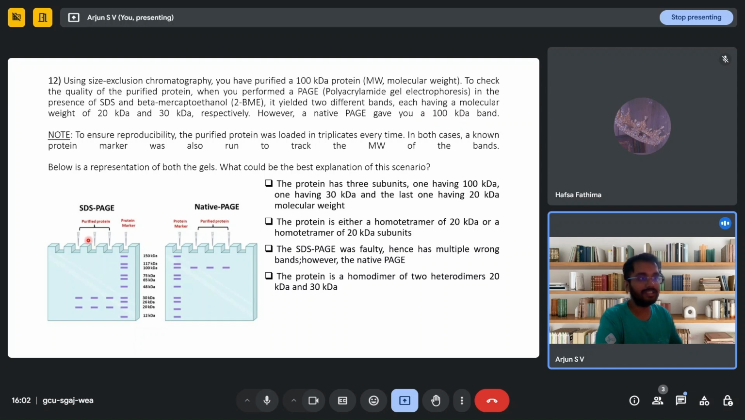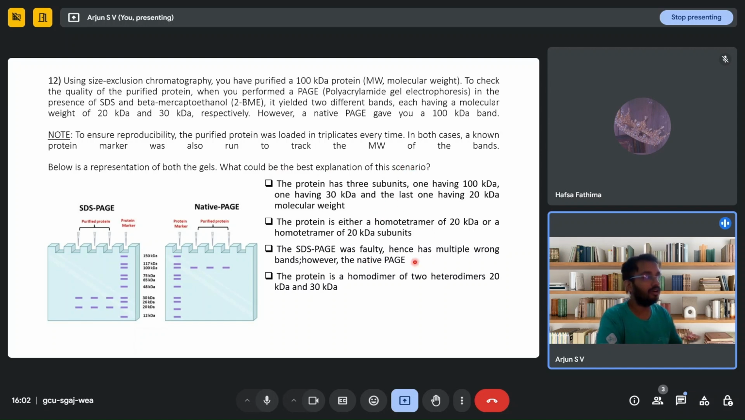So this is the SDS PAGE and this is the native PAGE. In SDS PAGE, you use SDS and beta mercaptoethanol, and in the native PAGE you don't use SDS and beta mercaptoethanol. Below is the representation of both the gels. What could be the best explanation of this scenario?